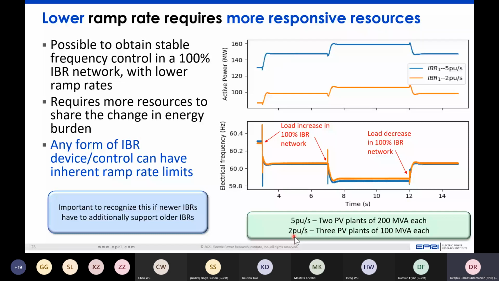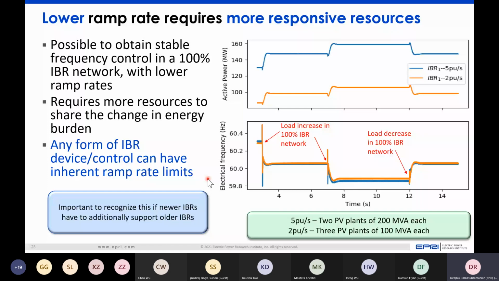So essentially, if your resources have a lower ramp rate, let's say like wind turbines, which have lesser flexibility to move around in the mechanical space as compared to battery energy storage systems, then you might need to have more resources to provide the same amount of response to the entire system.